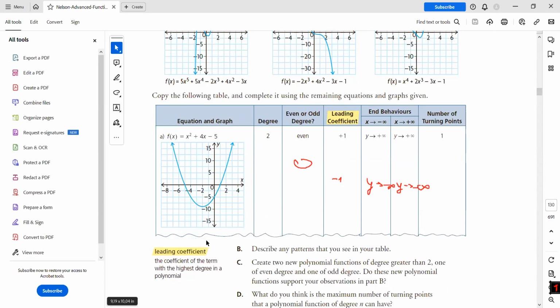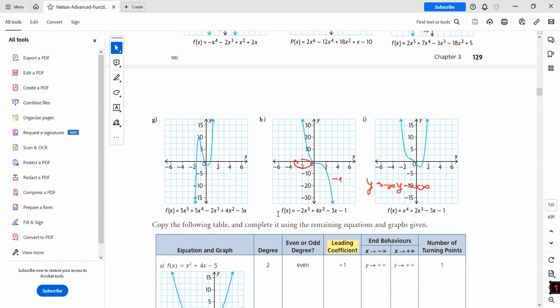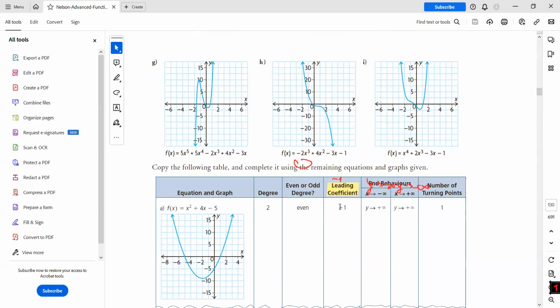Coefficient of the term with the highest degree in the polynomial. 2x to the third power is the greatest degree in the polynomial, so minus 2 it is. The leading coefficient is minus 2. Minus 2 is a negative number, so the end behavior would be respective to the negative leading coefficient.